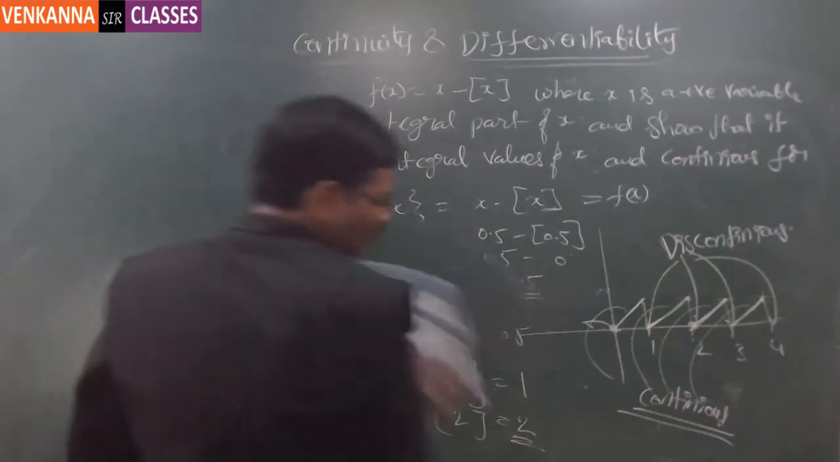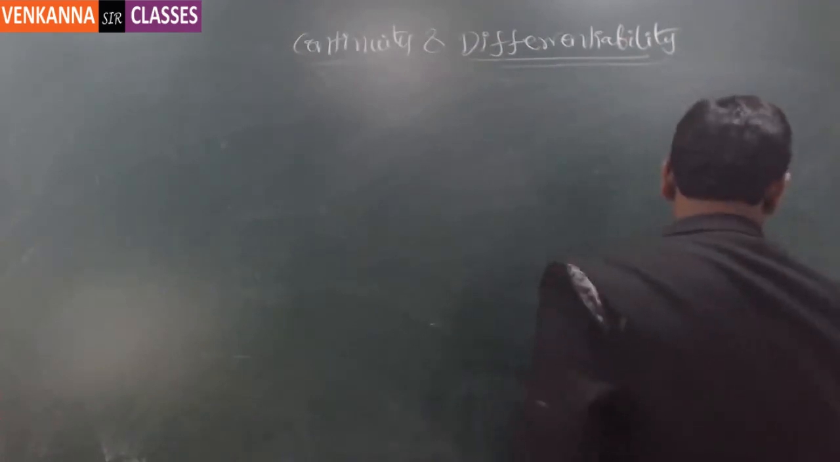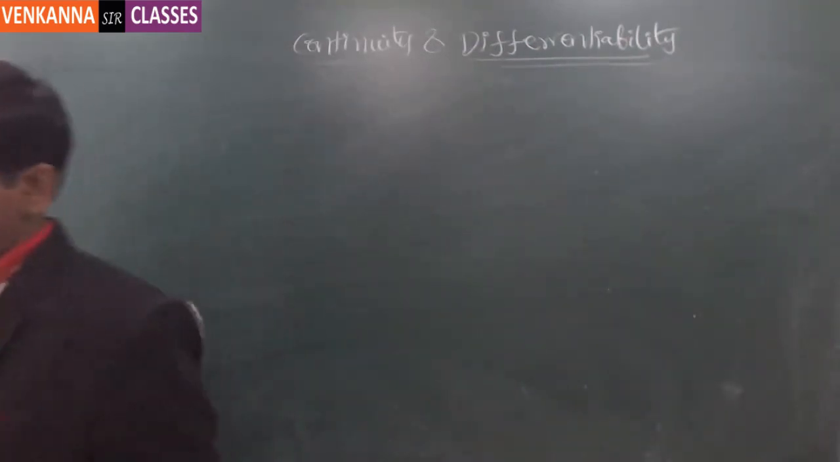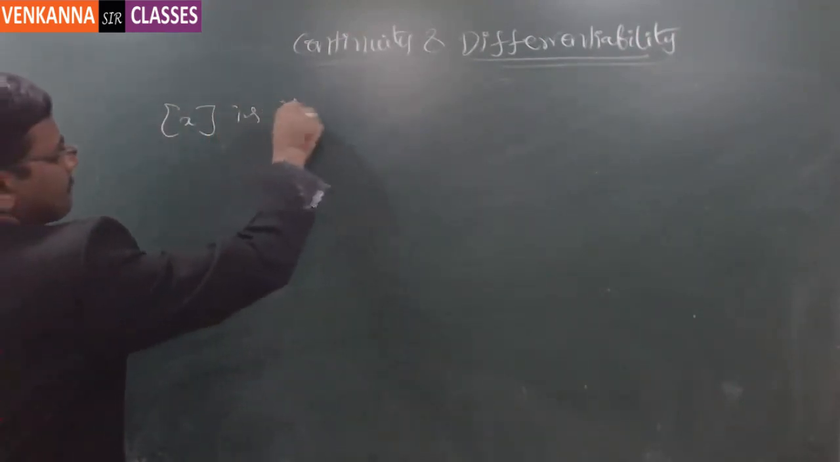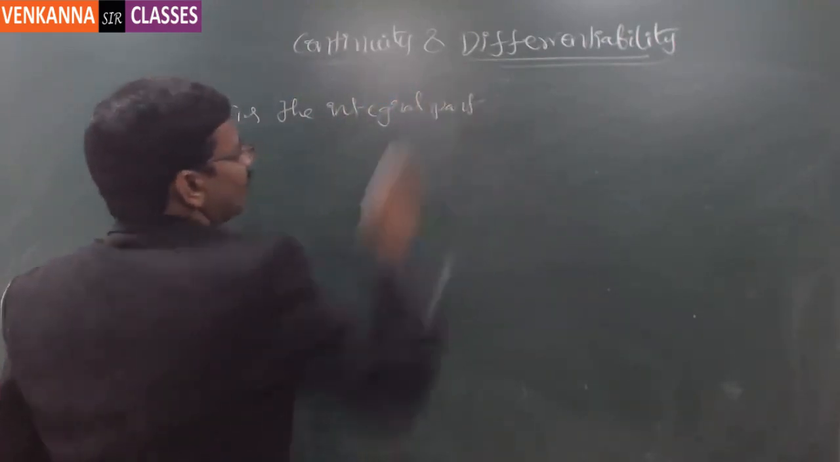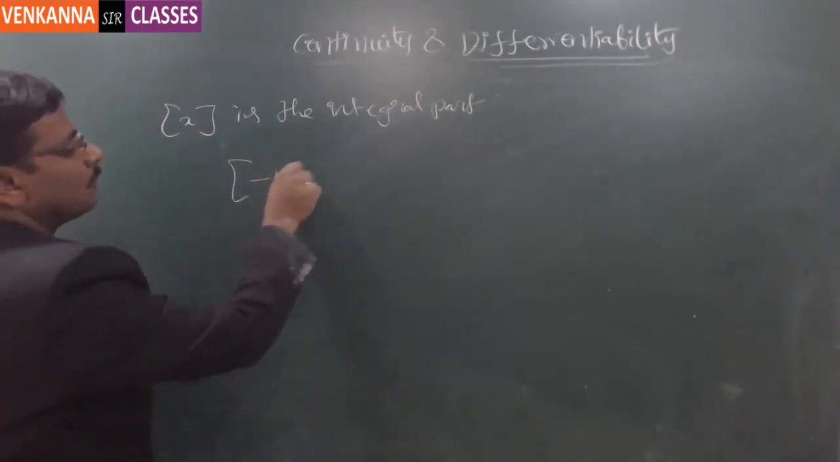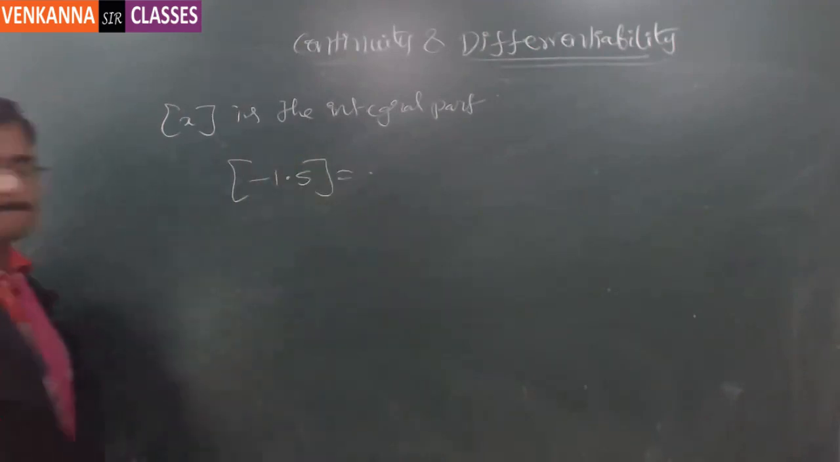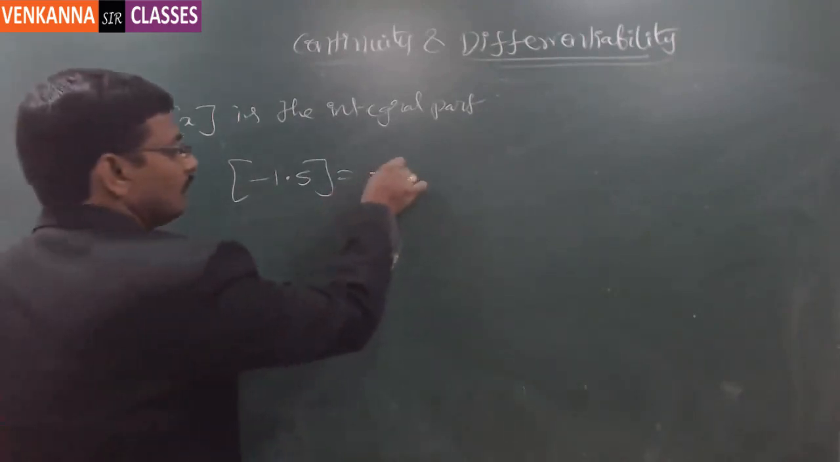I think you people need to understand what is step x, set x and all. Maybe that is the reason you are getting confused. Step x is defined as the integral part. Now, for the graph of step x, many people get confused about what is step of minus 1.5. It will be minus 2, not minus 1.